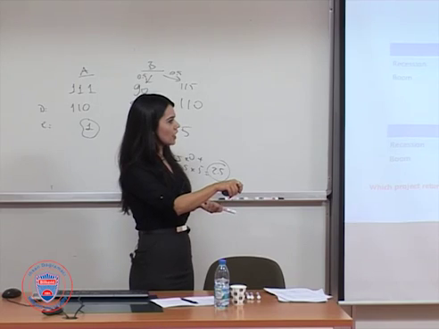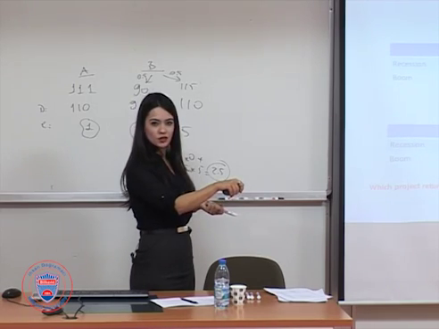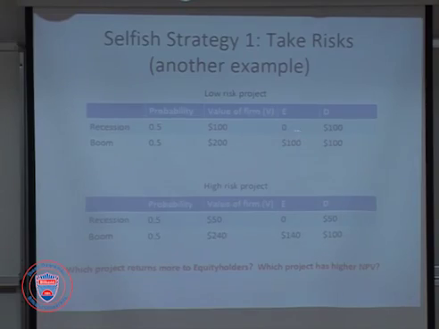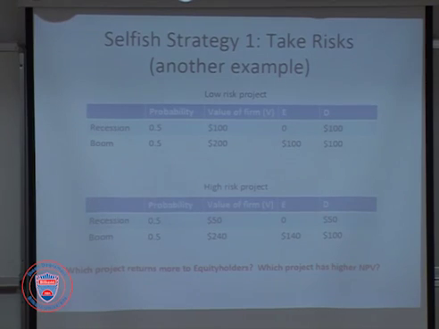So here you're either getting 0 or 100. So expected return is 50, right? 0 or 100. Multiply by the probabilities, add them up. Okay, you get 50. In the high-risk project, you get 0 or 140. Add them up, divide by 2, you get 70. So equity holders get more in project B, which is high risk.